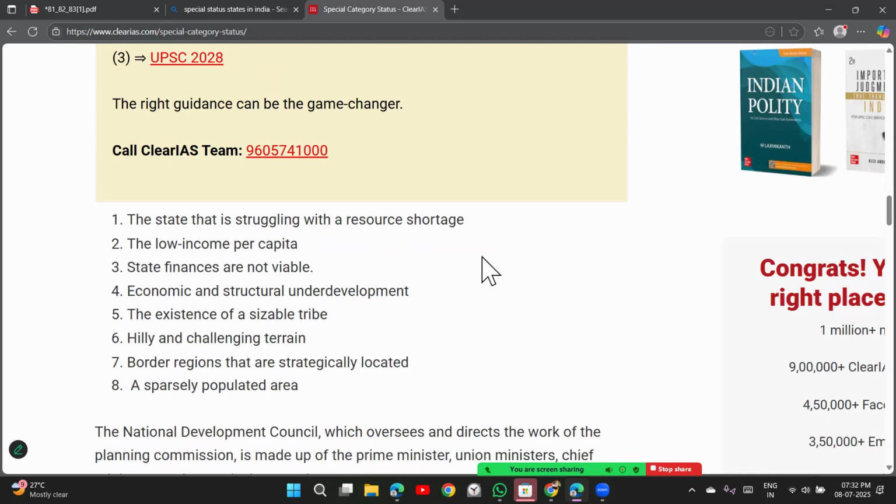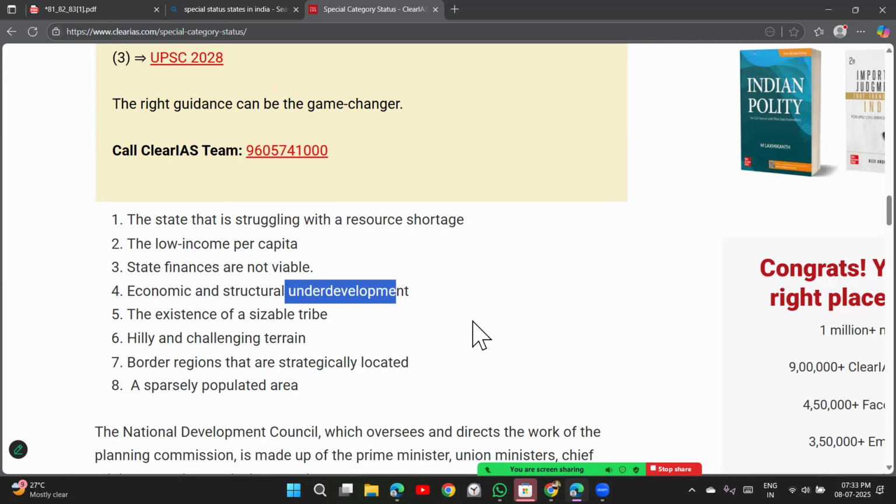Just pause the video and think of it. Think of these criteria. So first is resource shortage. Second is if the state has low per capita income, the people are earning very little, and state finances are not viable. I mean, an unstable economy.